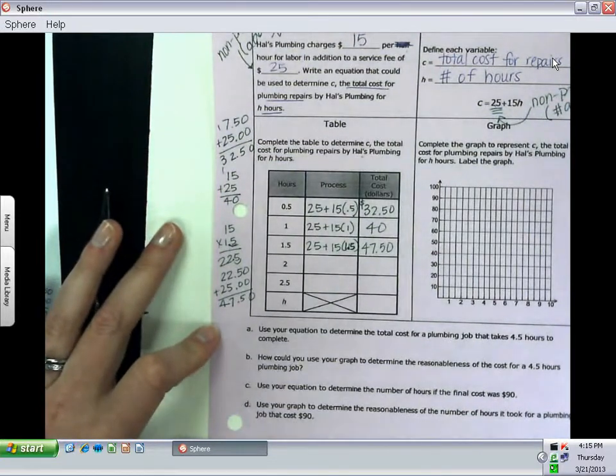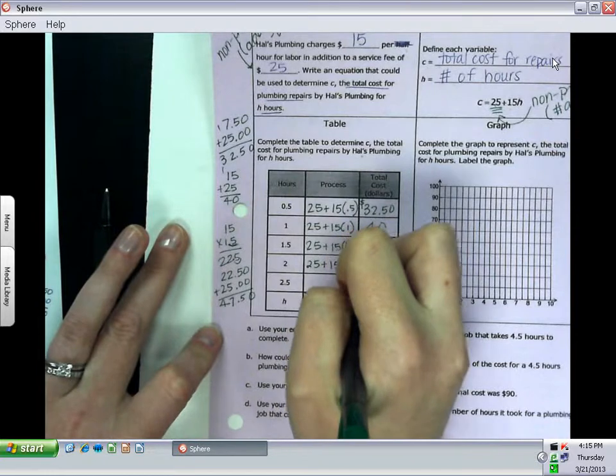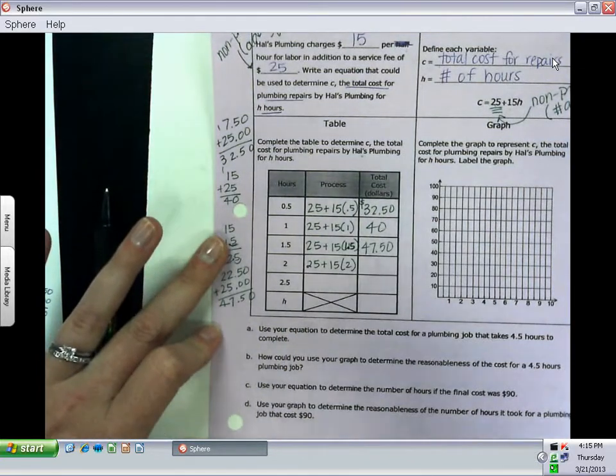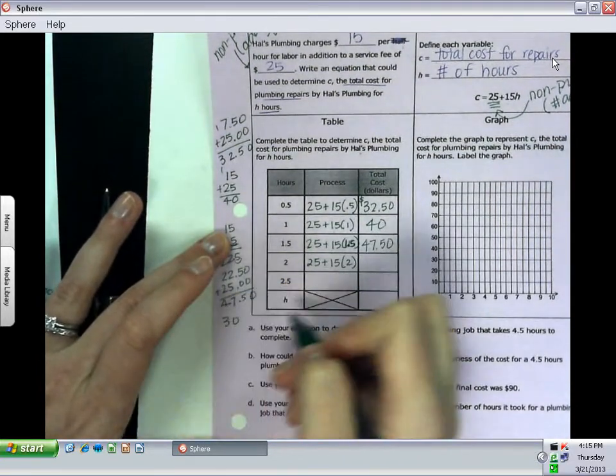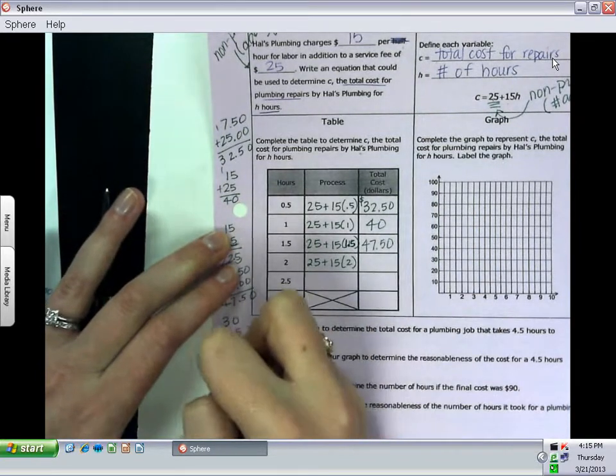We have 2 more left. So 25 plus 15 times 2. Well, 15 times 2 is easy. That's 30. And then don't forget the 25. 30 plus 25 is 55.